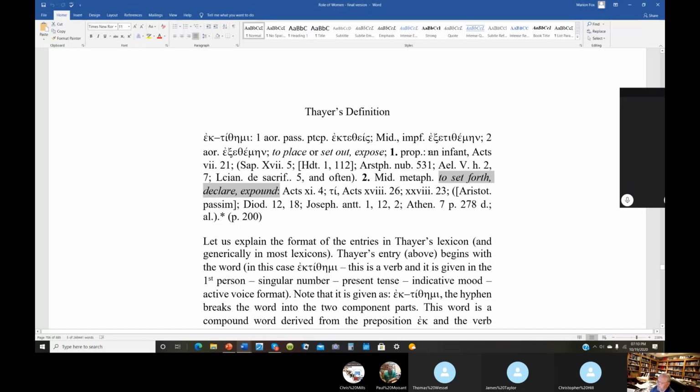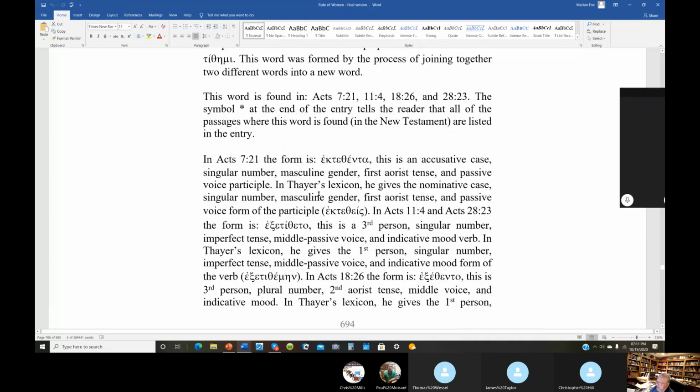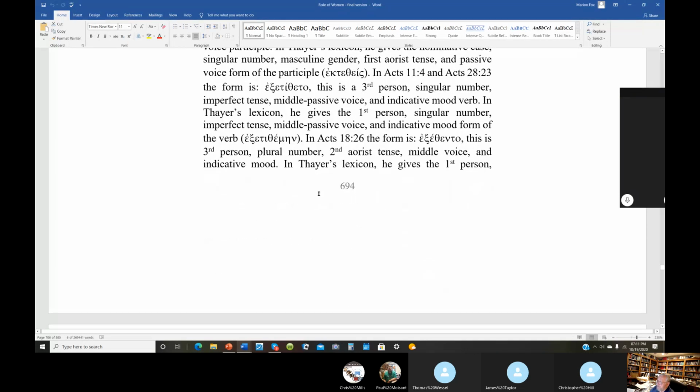Now, properly in the infant is just his interpretation. So when he puts it in regular print, it's his interpretation, but this is his definition. Those are defining. So that's how Thayer puts his in there to define it. He puts it in italics. All right. Let's come down here. I want to show you one other thing they do.